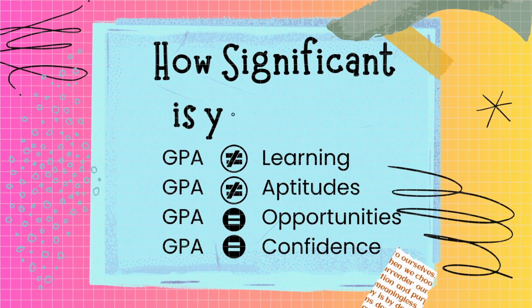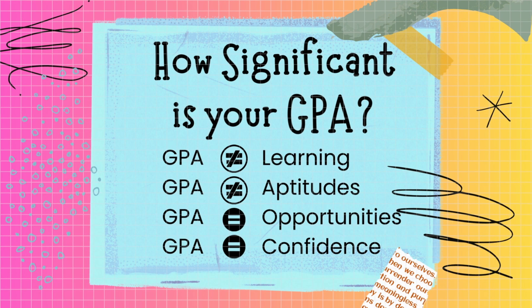How significant is your GPA? GPA is not learning. It's not your aptitudes. GPA more or less equals opportunities. So therefore, GPA is always equated to your confidence. GPA has become a consensus label, stereotyping students and making academic achievement a recognition of personal ability, which can have unlimited expansion and even an effect on employment opportunities. Therefore, students cannot ignore it.